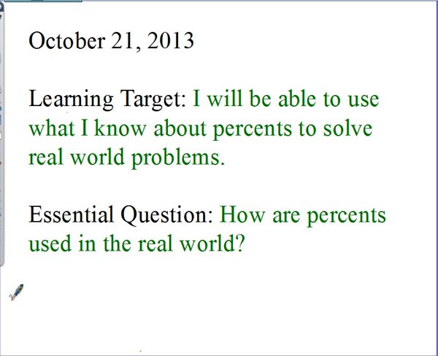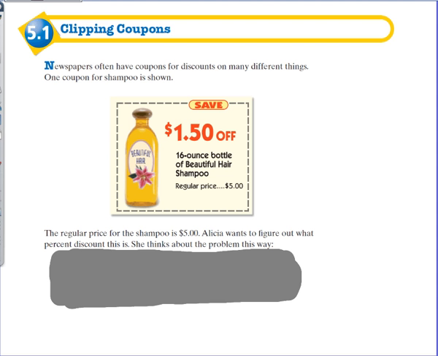Alright, welcome back. Moving right into our situation here. We are clipping coupons. You guys have seen in the newspaper or in the mailbox on certain days, you get coupons for percents or dollar amounts off of items you can buy from the store. Newspapers often have the coupons for discounts on many different things. One coupon for shampoo is shown below, right here.